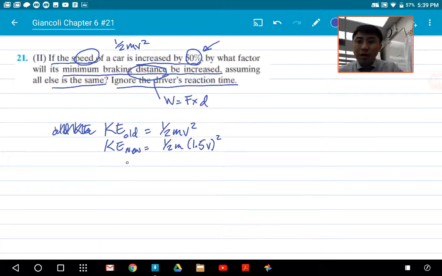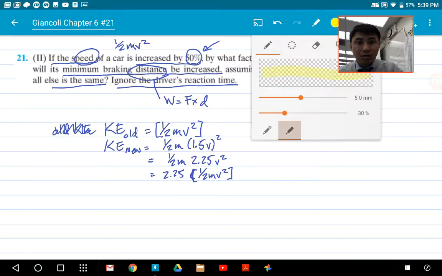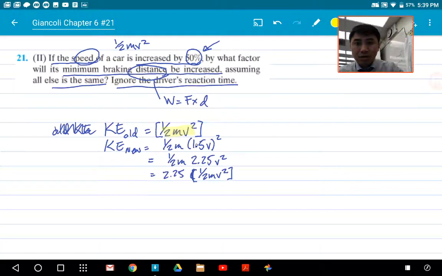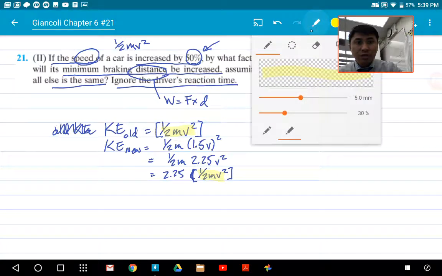So now let's just reduce this or make this into an actual thing. This is 1/2 m. 1.5 squared is 2.25 v squared. This is equal to 2.25 times 1/2 mv squared. See that? Look at that. This thing and that thing are the same things. Does that make sense? This thing and this thing are the same things.